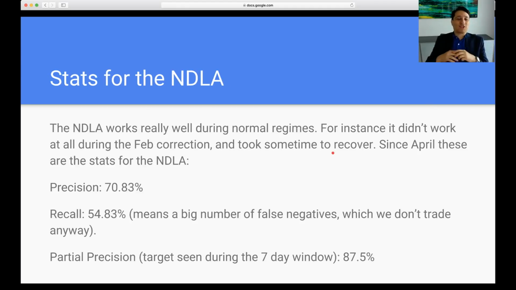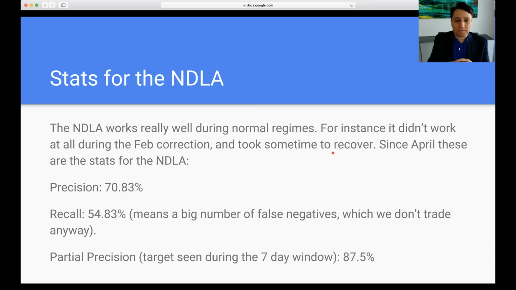So, what are the statistics of the NDLA? What are the results we have seen recently? During normal regimes, and like right now that we have been in a long gamma regime for quite some time, the NDLA works really well. It didn't work back in February. I must tell you, it didn't predict the correction. And after the correction, given the tremendous amount of realized volatility, it completely went nuts. So it didn't work at all during February, and it took some time to come back to life.